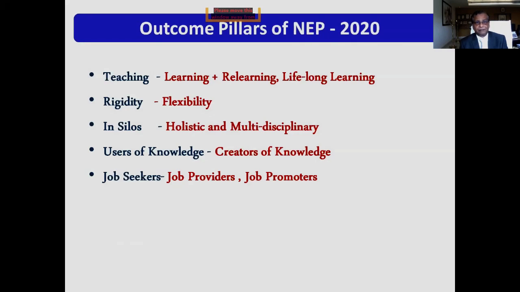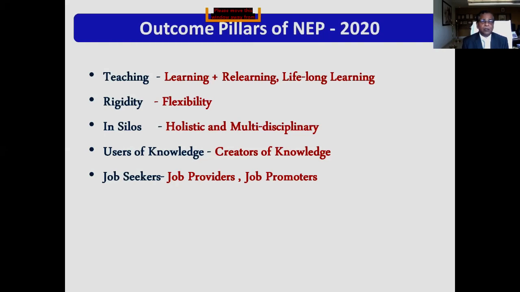Now, outcome pillars. It has been clearly mentioned, as far as the teaching is concerned, it's not only learning, you have to go for relearning and lifelong learning. Why lifelong learning? The technology that you are having now, it is not going to exist after 3 years. After 10 years, it will be entirely different. The type of job that you are having now, it's not going to exist after 3 years.